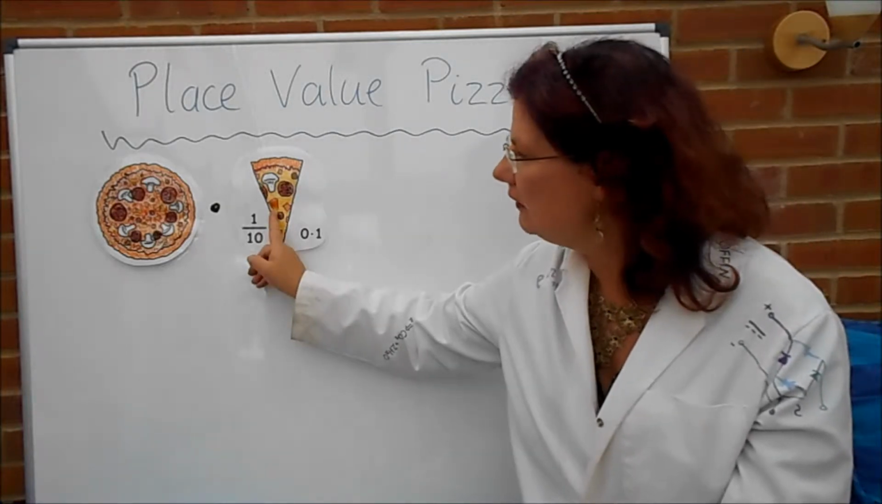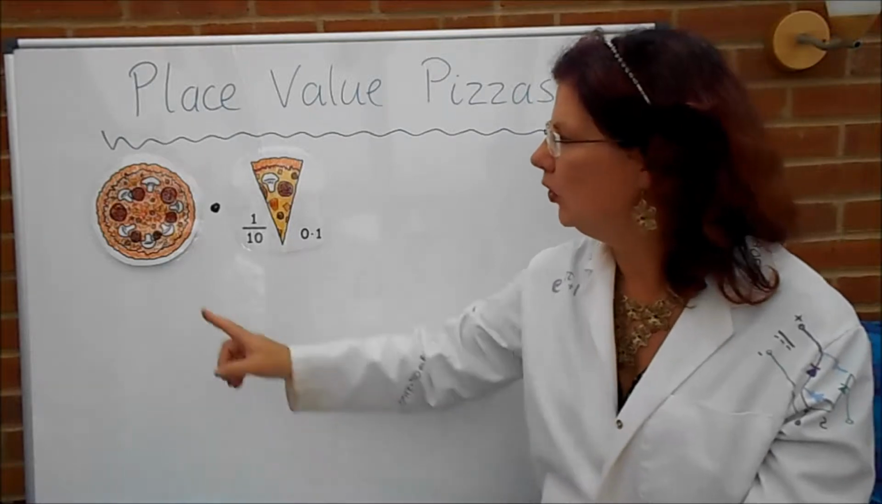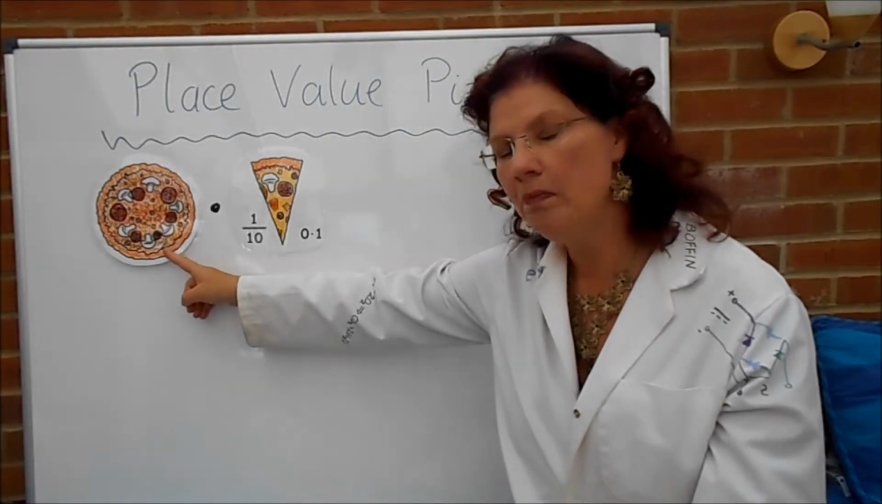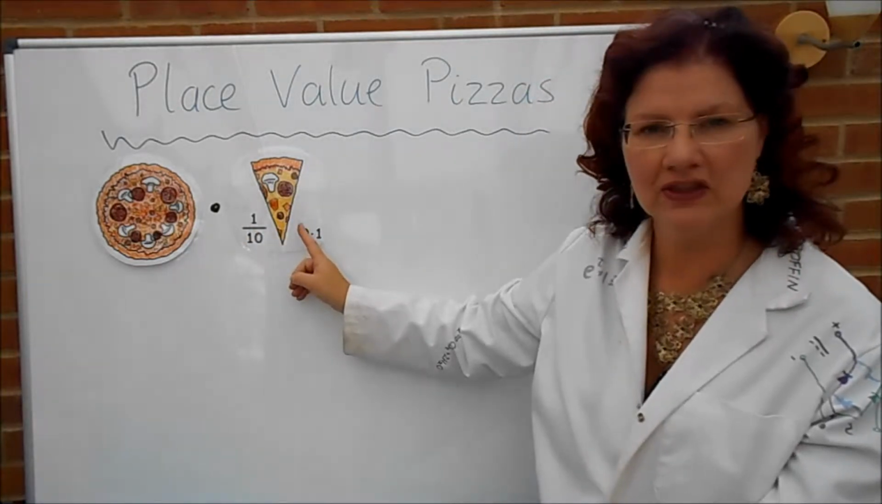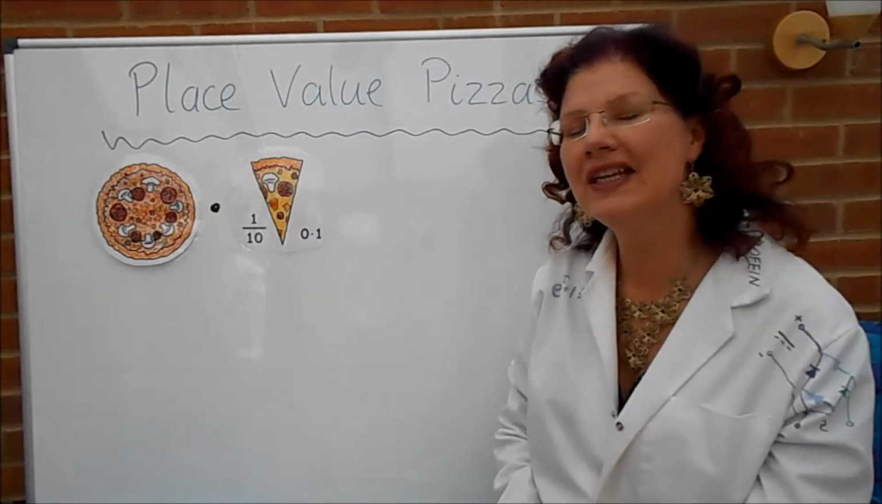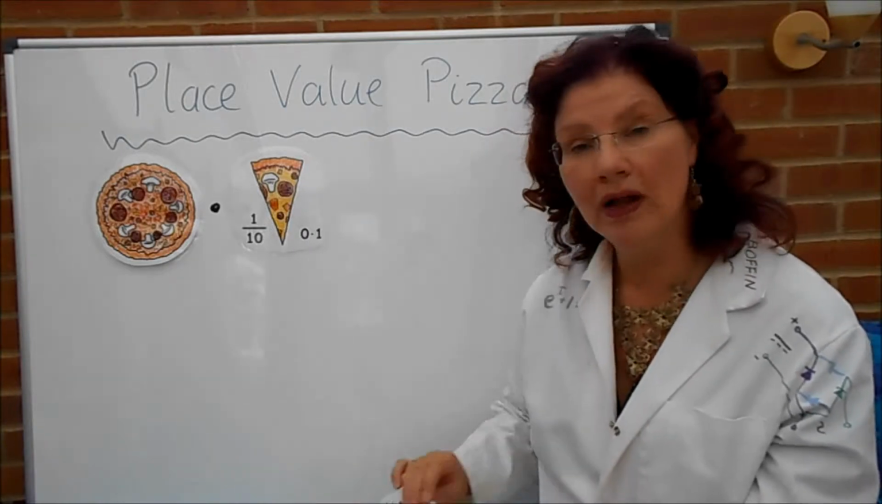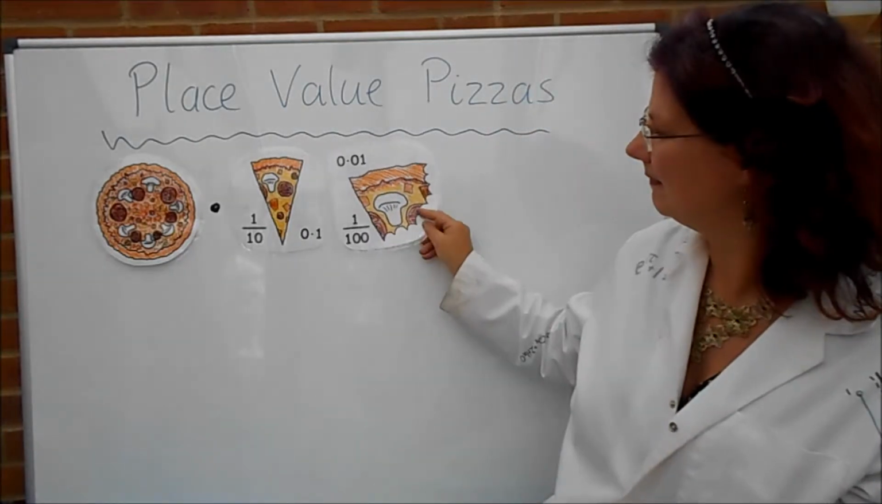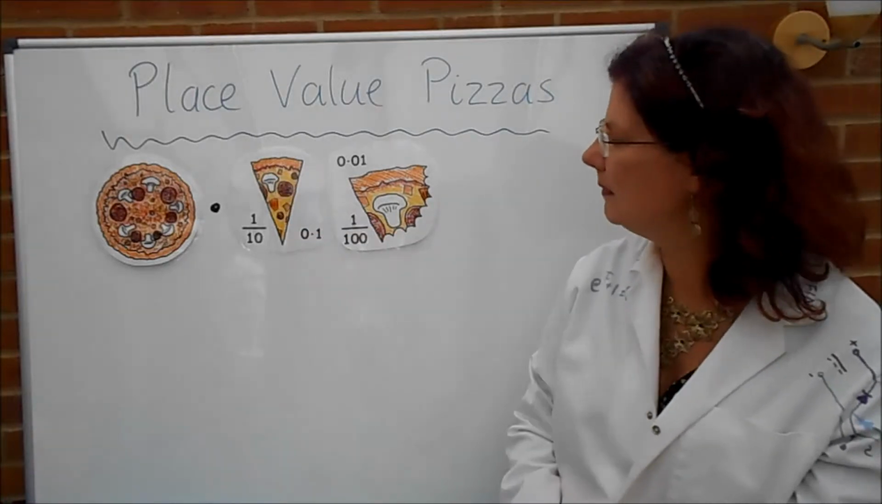So 10 of these make one of those. 10 slices make one pizza. Or if you like the other way around, one pizza divided into 10 equal shares, you get a slice each. What about if you take a slice and divide that into 10 equal shares? Well, you get a bite. Here's a bite. So it's just that corner of the pizza up there.